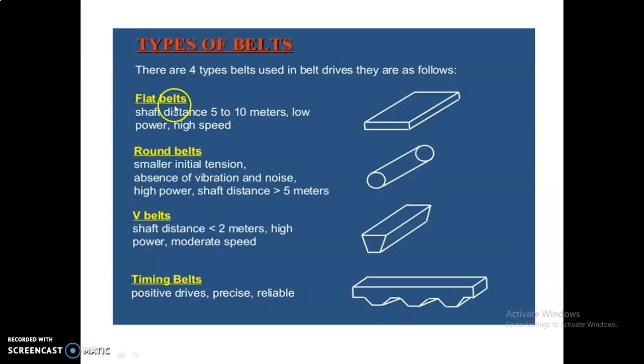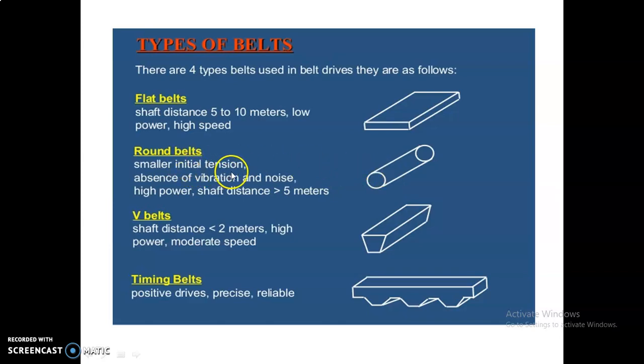So types of belts. Flat belts, the distance between 5 to 10 meters, low power, high speed. Due to flat belts, we will get high speed with low power. Round belts, these are the round belts. Cross section will be round. Cross section of the flat belt will be rectangular. Cross section of the round belts or circular belts will be circular.